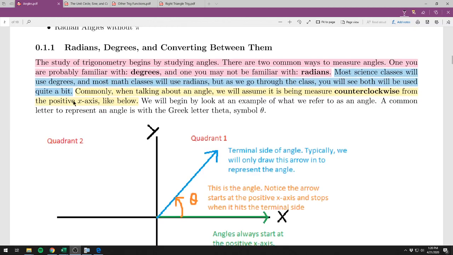Okay, so like I said, the study of trigonometry begins by studying angles, and there are two common ways to measure angles. One that you are probably a little familiar with, which is degrees. A right angle is 90 degrees, acute angle, obtuse angles, and so on. And you might not be familiar with radians. Now, I'll go ahead and say the way this works. Most science classes will use degrees, and most math classes will use radians.